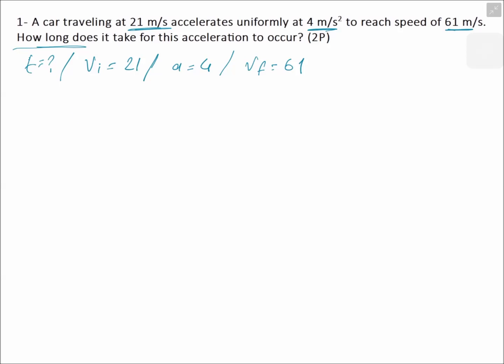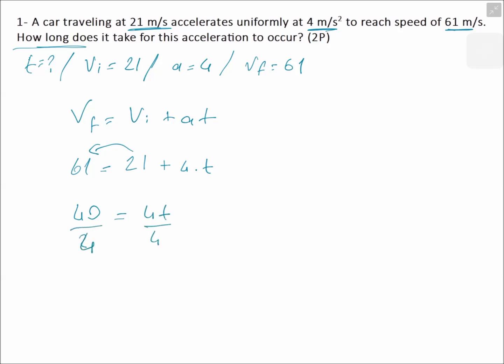So the initial speed is 21, acceleration is 4, and the final is 61. So how long? That means it's asking what is the time. I can use this formula: v final equals v initial plus a times t. Final is 61, initial is 21, plus acceleration 4 multiplied by the time. Sending this to the other side, it will be 40 equals 4t. Divided by both sides by 4, the time is going to be 10 seconds.